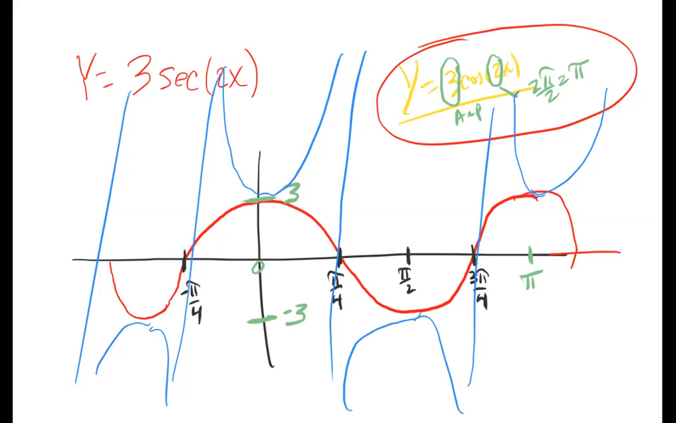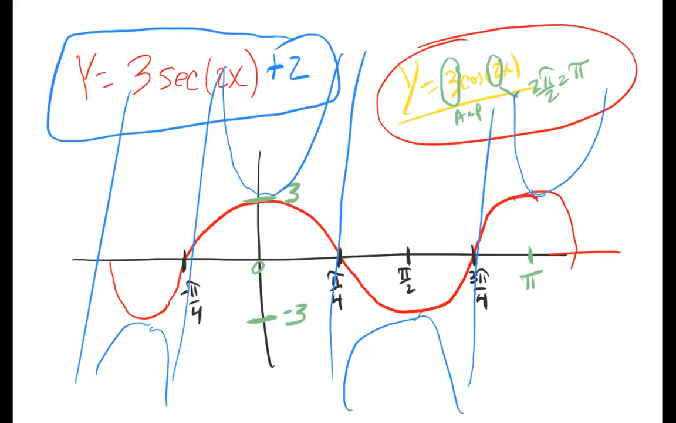All right, how would it look different if I did this? What if I added that plus 2 at the end? Just move the whole thing up 2. That's all it would do. All right, so a big focus of Algebra 2 last year was transformations, wasn't it? We're using a lot of that thinking right now. All right, anybody have any questions?